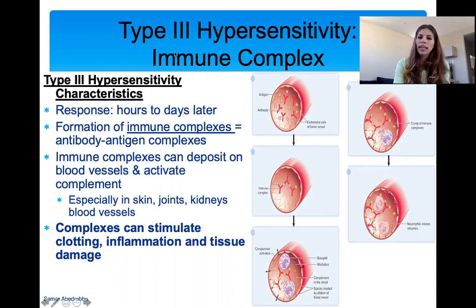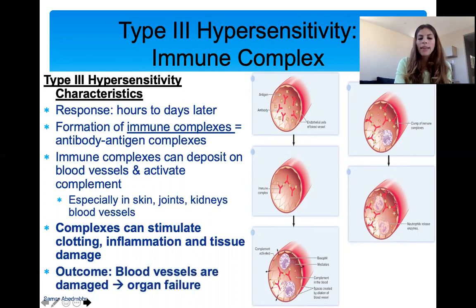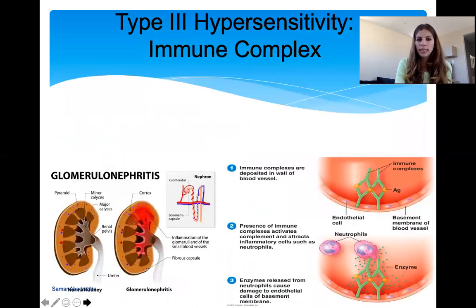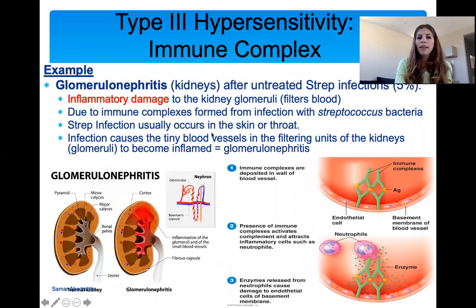It's because of these antigen antibody immune complexes that settle on blood vessels, causing a lot of inflammation and tissue damage. And the outcome is blood vessels are damaged, and this can lead to organ failure. So an example of a type of inflammation that happens that's associated with immune complexes is glomerulonephritis. And this happens after untreated strep infections. So if someone has a streptococcus infection, which is a bacterial infection, they may get too much inflammation, and the inflammatory damage happens to the glomeruli, which is a part of your kidneys that filters blood.